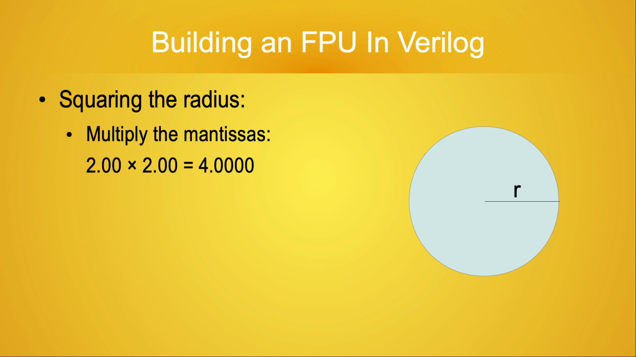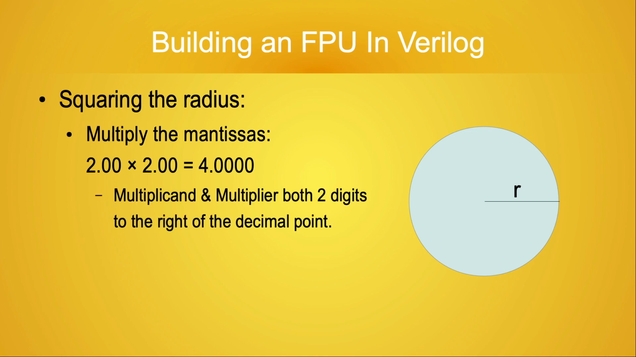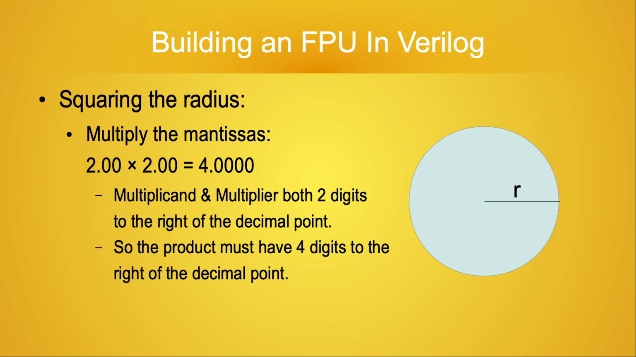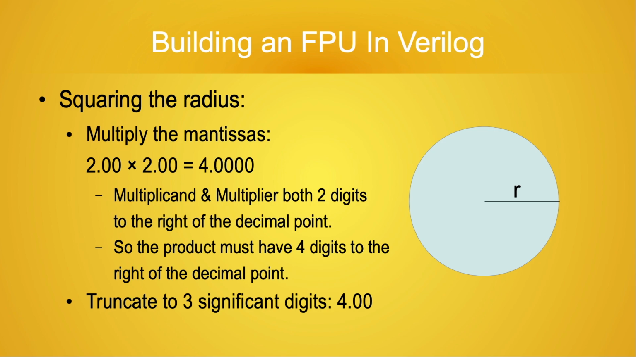To determine where the decimal point goes in the final product, we count up the number of digits to the right of the decimal point in both our multiplicand and multiplier. 2.00 has 2 digits to the right of the decimal point, and since this is both the multiplicand and the multiplier, the total number of digits in the product to the right of the decimal point must be 4. Now that we've computed the product of the significand, I'm going to truncate the result to 4.00 since we're only allowing 3 significant digits of precision.